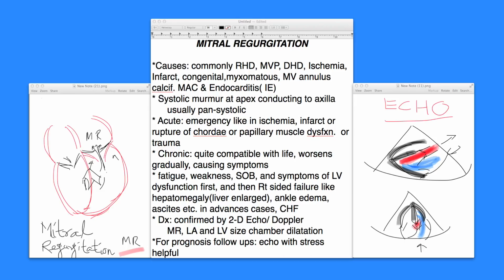But echo with stress is very helpful also because one gets to assess what happens to the mitral valve in a setting when somebody begins to exercise or walk on a treadmill.